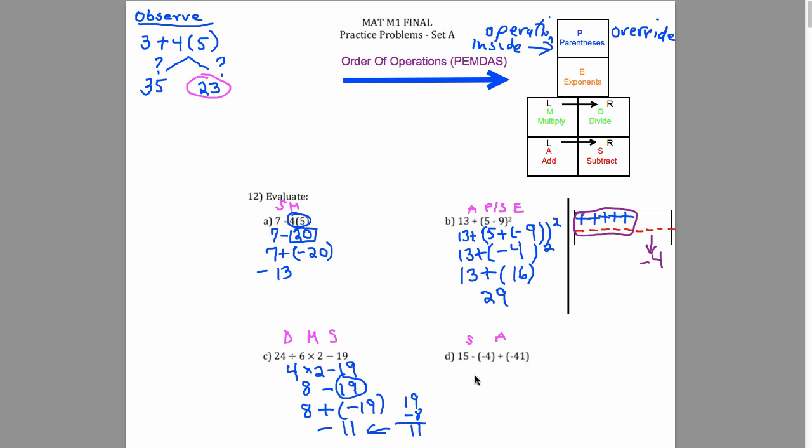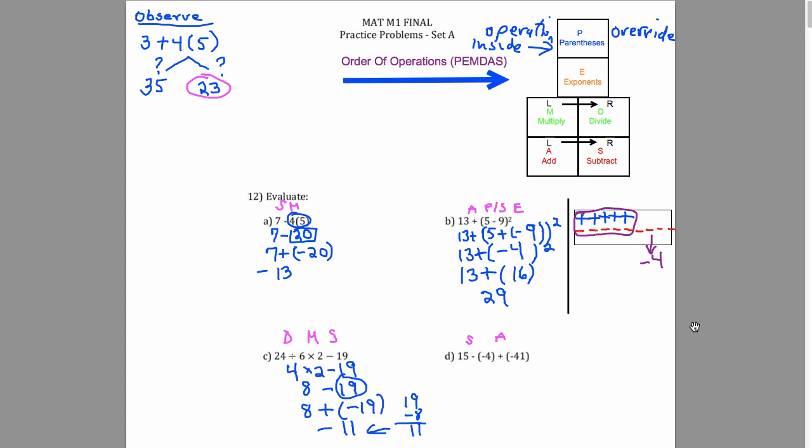So what letter is up to do first? You might say P for parentheses. You see, I did not specify a P here. Why not? Because P only applies when you see an operation inside the parentheses. Here there's just a negative 4 in the parentheses. So that's why there's no P here, or with the negative 41.